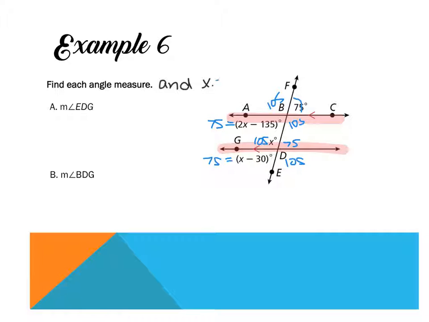Already you know x, right? X is 105. You didn't have to do any work because this one was given to you. And then EDG, which is this angle here, would be 75 degrees. And BDG, which is this angle here, is 105, sorry. If you just solve for x minus 30, you just put x minus 30 equal to 75. Yep. And then add 30.